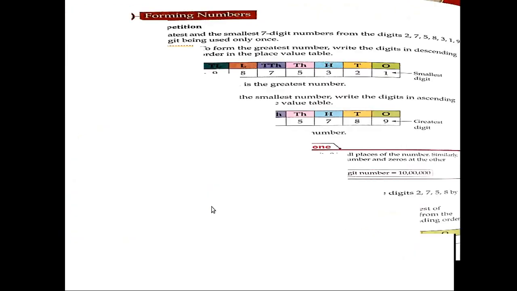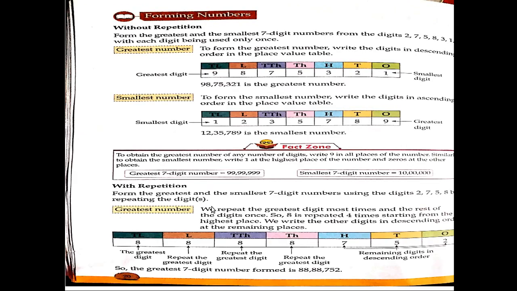Okay, next we are going to learn forming numbers without repetition and with repetition. See, without repetition means if you are given digits like this, you have to first arrange them in ascending or descending order to find the greatest and the smallest number. If you want the greatest number, arrange the digits in descending order, and if you want the smallest number, arrange them in ascending order. And in repetition we use the digits according to the ascending order serially, and in descending order the same.